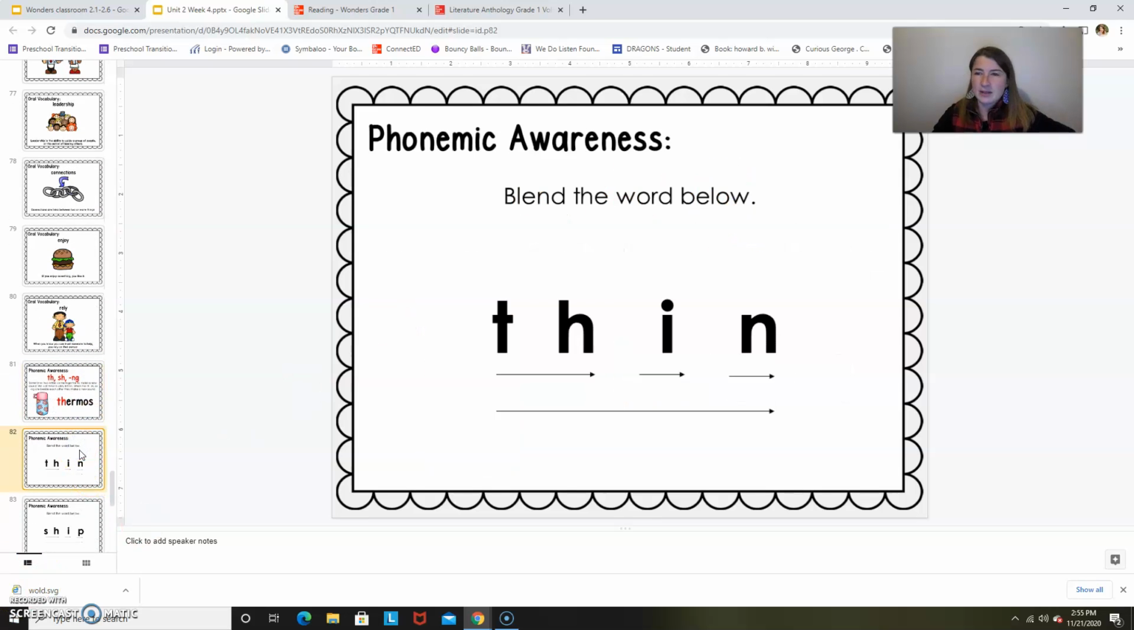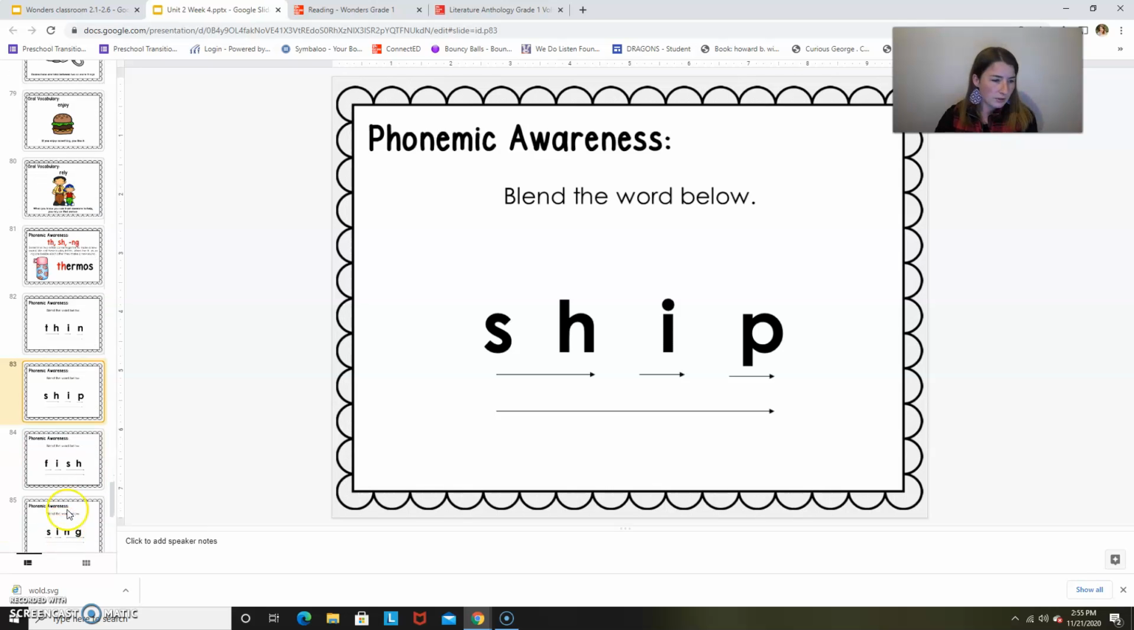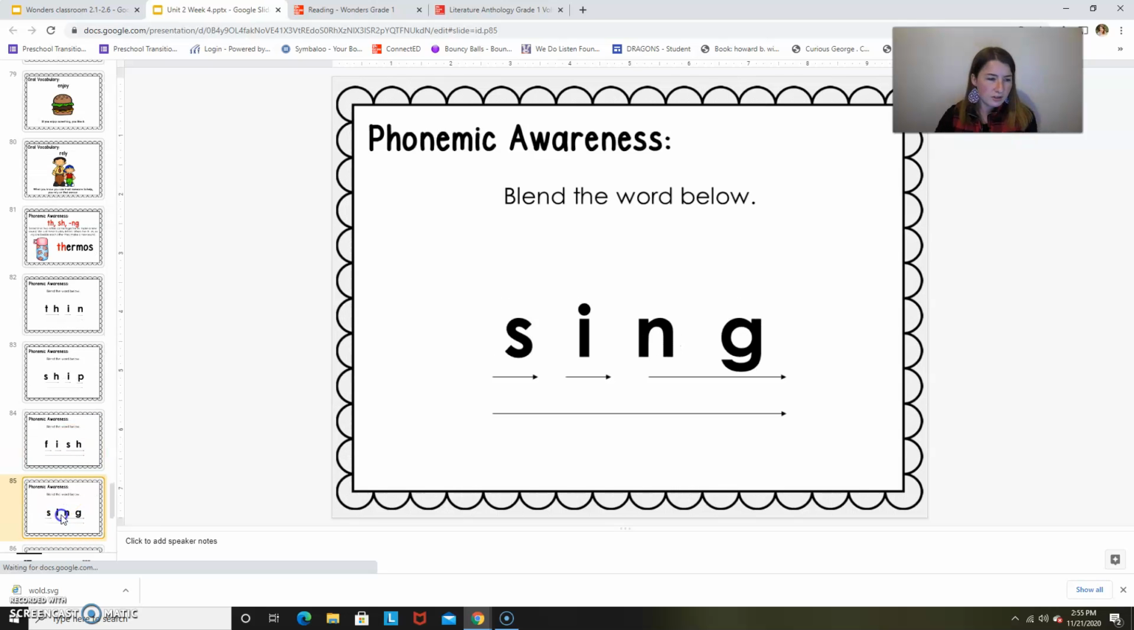All right, let's type this word out. Thin. Make sure you have your choppers ready. Sh, i, t, ship. Ish, fish. Ing, sing.